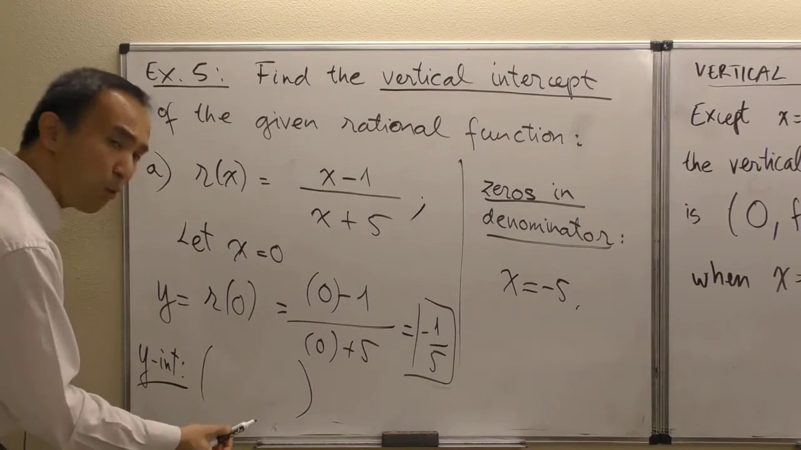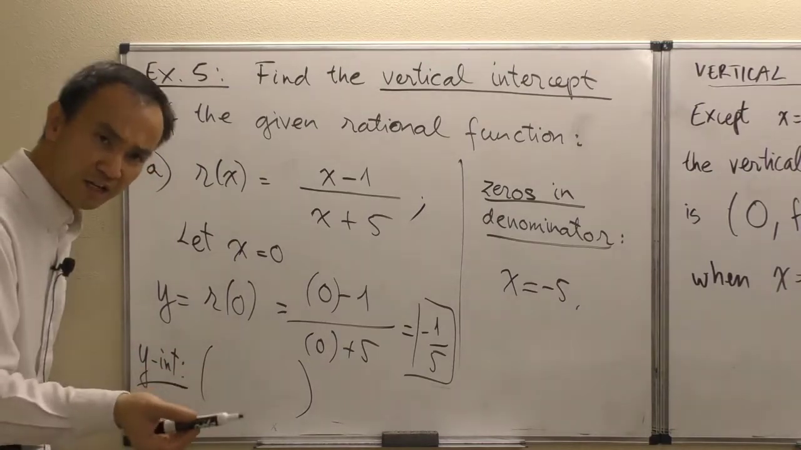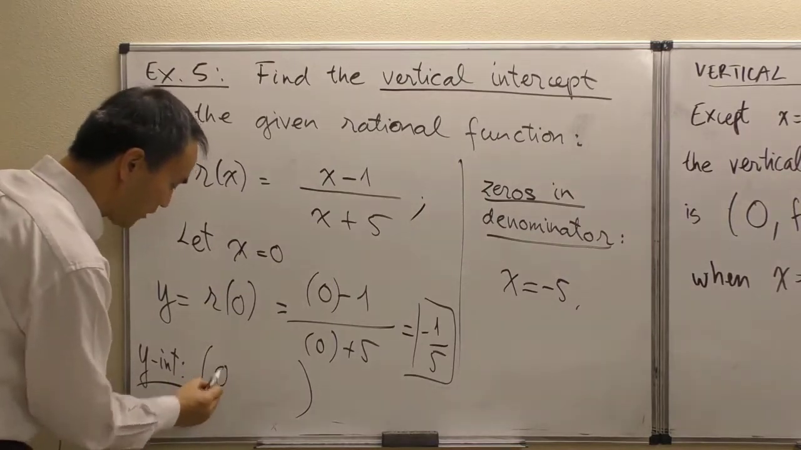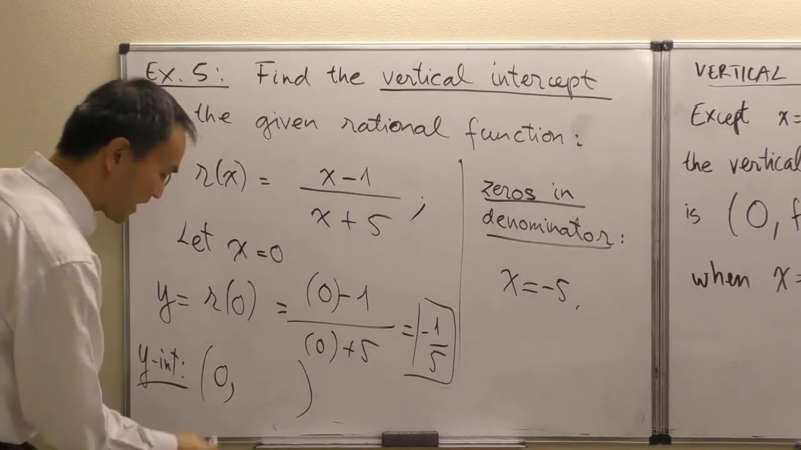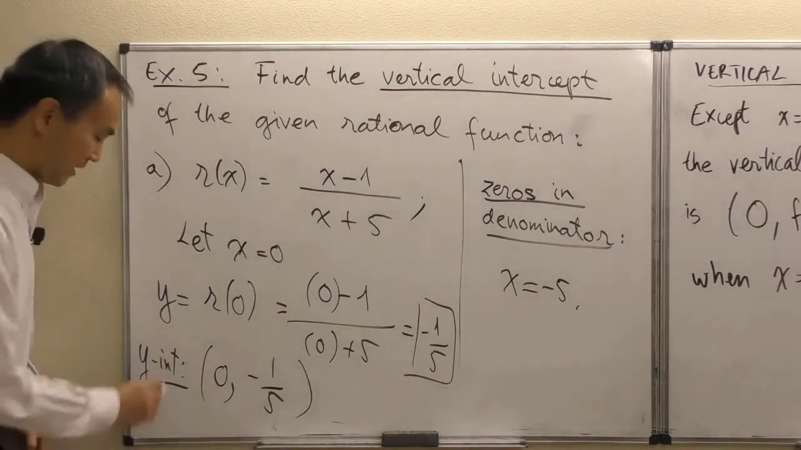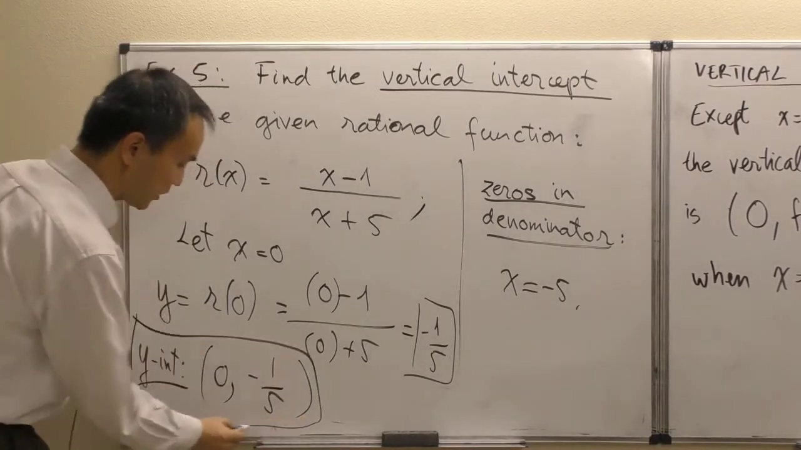As far as the vertical intercept, the y-intercept, as a complete point, I tend to write the complete coordinate pair. So 0 for the horizontal value x, and then -1/5 for y. This is our y-intercept as a final conclusion.